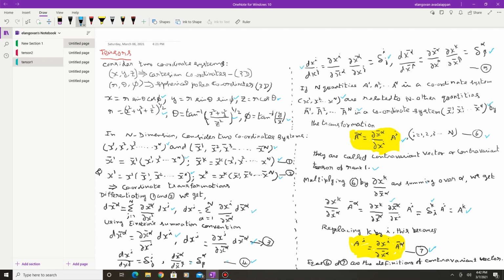So equations 6 and 7 both are the definition of a contravariant vector. So this is a contravariant vector. The vector in the barred system may be expressed in terms of the contravariant vector in the unbarred system, so equation 6 is a transformation relation. Equation 7 represents that the contravariant vector in the unbarred system may be expressed in terms of the vector in the barred system.